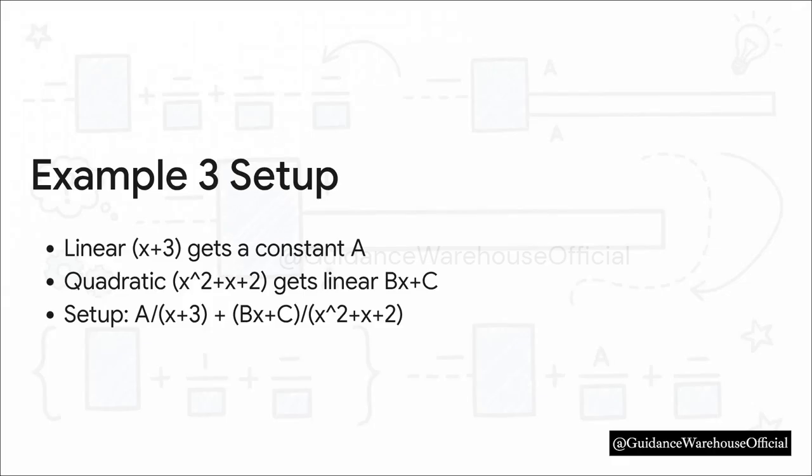Look at how we set up this complex hybrid fraction. The denominator has a simple linear part, x plus 3, and an irreducible quadratic part, x squared plus x plus 2. We set it up exactly according to our rules, mixing and matching our tools as needed. The linear x plus 3 gets a simple constant a, but that irreducible quadratic, it gets the heavier linear numerator, bx plus c. From here, you just multiply by the common denominator to flatten it out exactly like we did before.